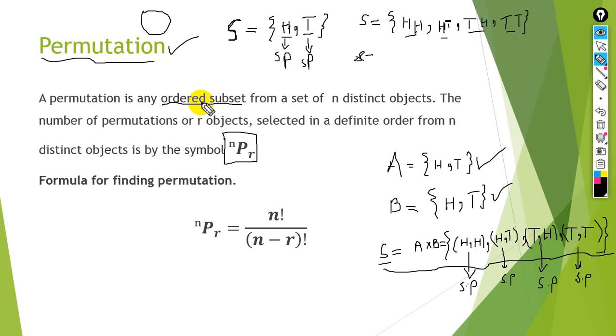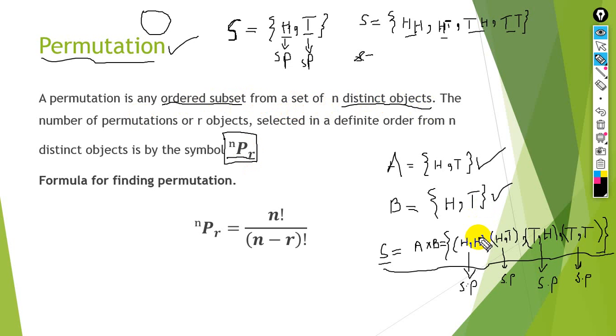Right. What does ordered and unordered subset mean? So here we have the representation of permutation. So what is the representation of permutation? We have NPR. Okay, so N is the total number of points in a sample space, and R is the selected objects. Yeah, we can say the selected sample points. Look at this. A permutation is an ordered subset from a set of n distinct objects.